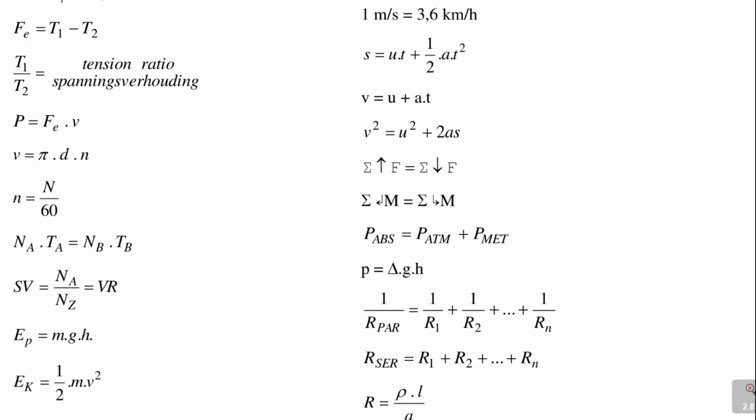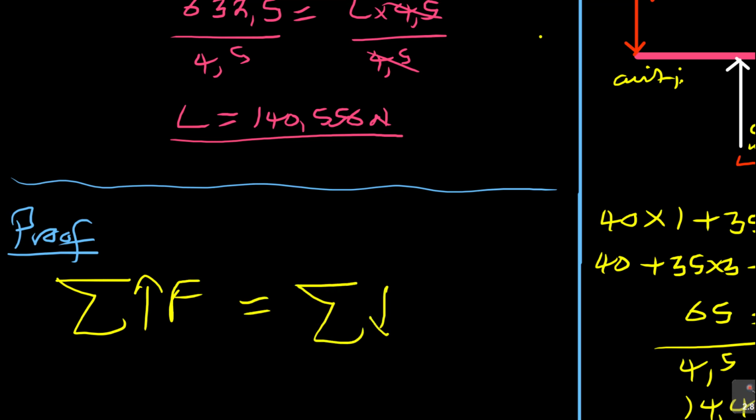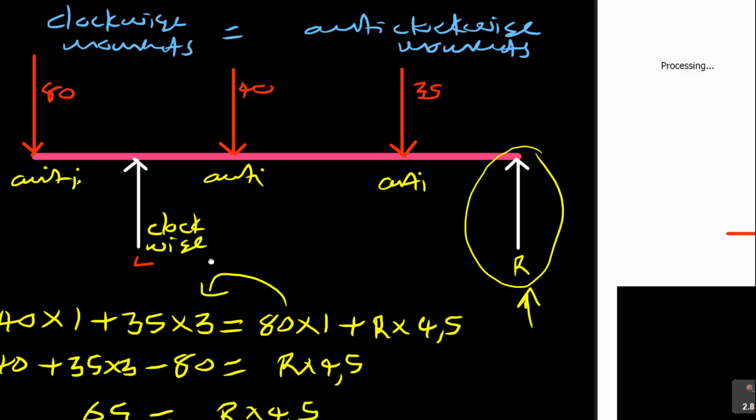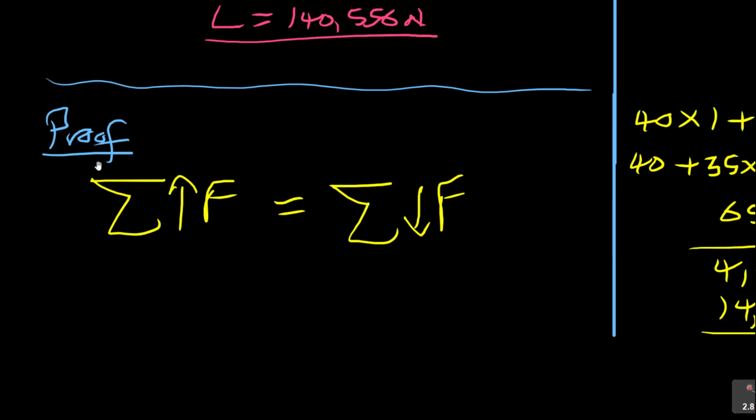You can use this formula for the proof. This is the formula that you use for the proof, the top one. It says sum of upward forces is equal to sum of downward forces. So you can come here and say sum of upward forces is equal to sum of downward forces. You get what I'm saying? Then you look at all the upward forces, and if you go to the diagram, those that are facing up are L and R. So which means we're going to add L plus R is equal to all those that are coming down. Are you getting what I'm trying to do?